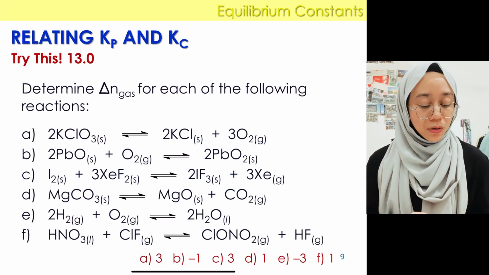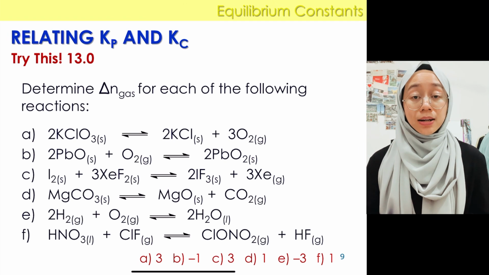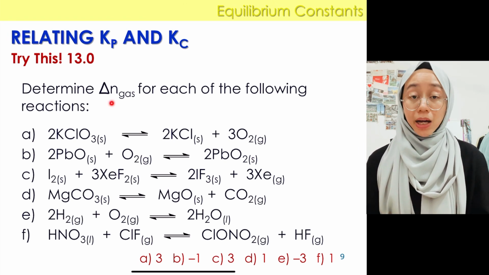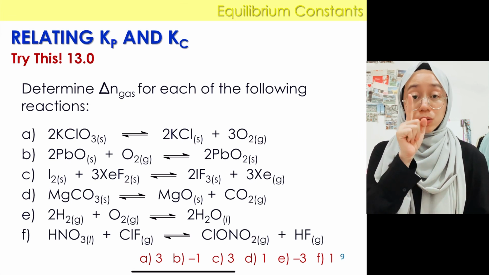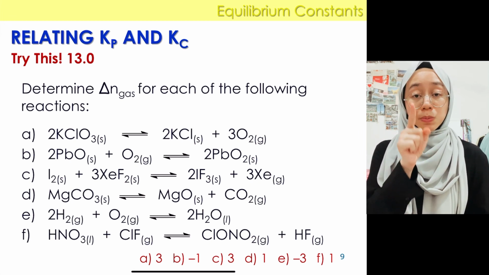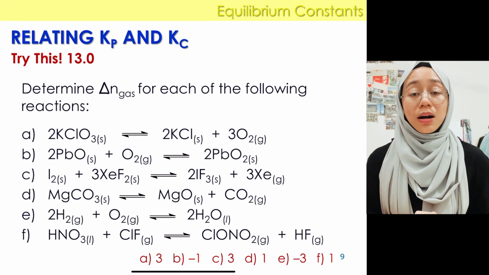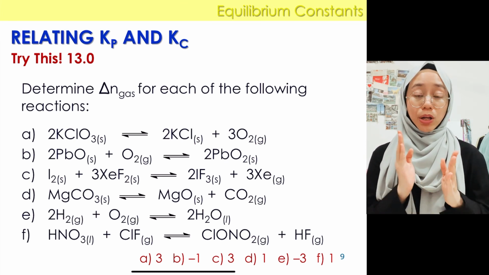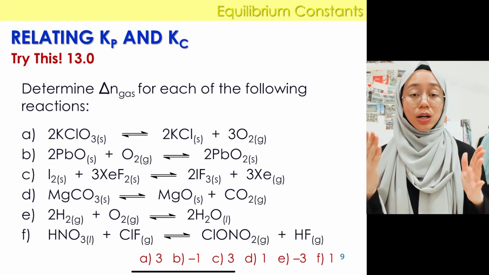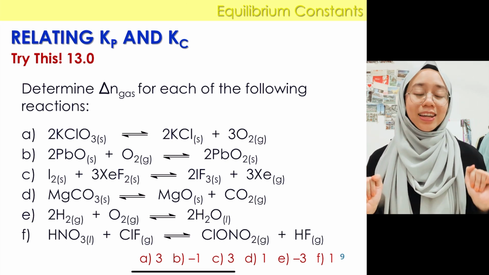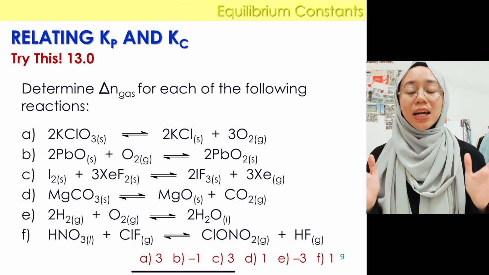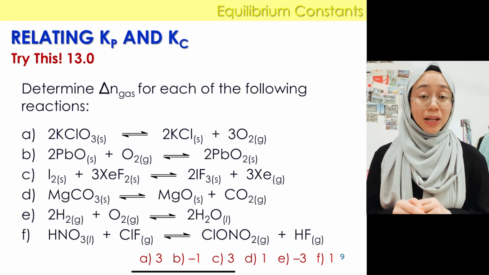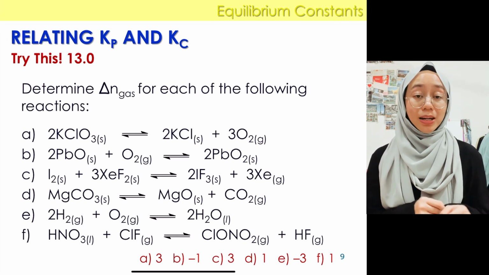Alright, so now this is your turn to try to determine the delta N. Make sure you just look for species yang dalam gas phase. Dalam gas phase sahaja, jangan tengok. Kalau kamu tengok ada solid kah, aqueous kah, ataupun liquid, so abaikan. Just focus on the gases sahaja. Dah ada jawapan kat situ, but you have to show your calculation lah macam mana kamu dapat.